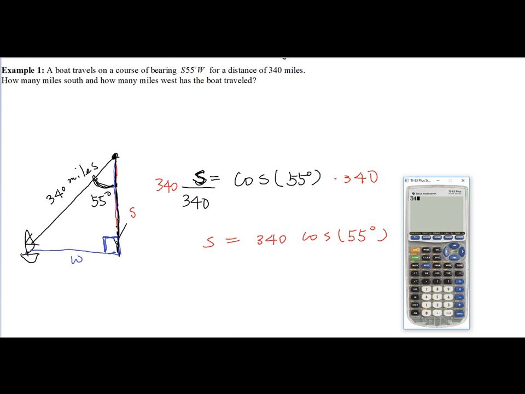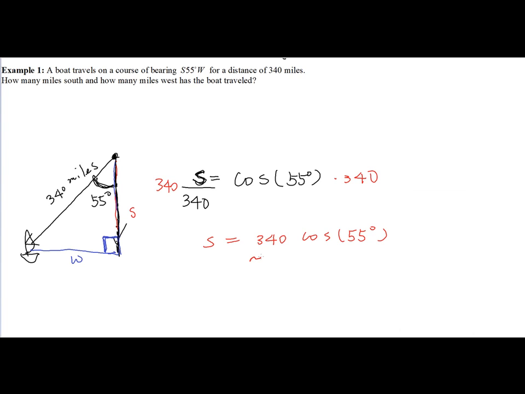Let me check whether the calculator is in degree mode. So it's in radian mode. You must go down to set it to degree mode. Enter, second quit. 340 multiplied by cosine 55. And so that's the distance traveled south. If I approximate this to a whole number, then 195 miles is the directly south distance the boat traveled.